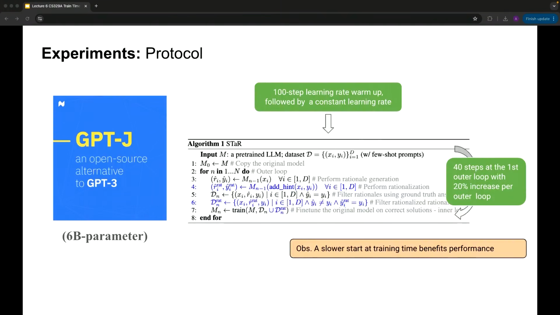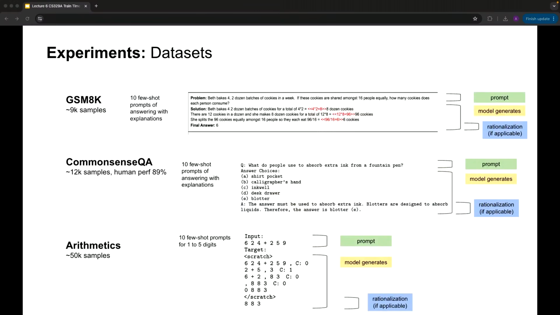Their experiments were on a small model, an open source GPT-3-like model with 6 billion parameters called GPT-J. They had a pretty small warm-up, and then they kept a constant learning rate. They had a certain number of iterations of the outer loop, and then they increased the number of steps in the inner loop on each iteration. One of the comments the paper makes is that they want to have a slower start in the training time, and then slowly increase the number of things that are happening in the inner loop.